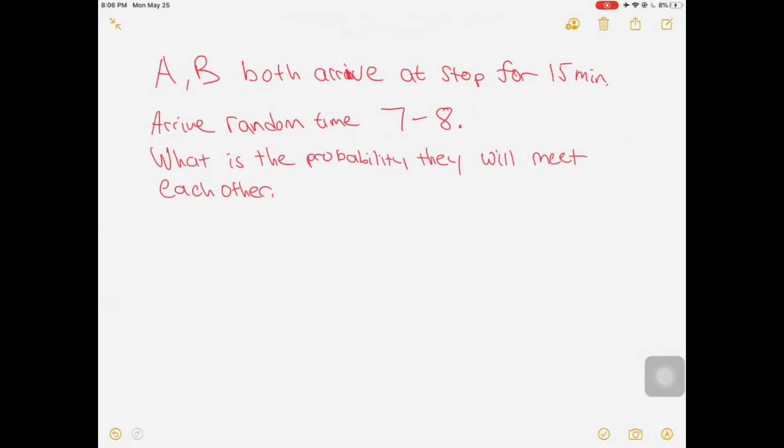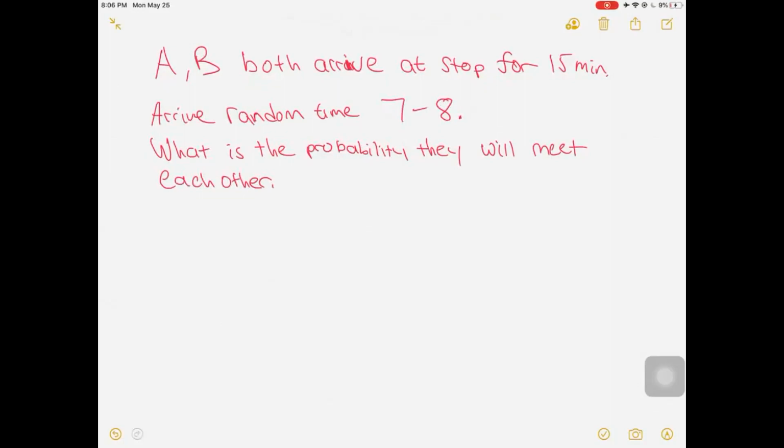So the first thing we notice is we have two different variables, A and B, and they can both arrive and leave at different times. So we want to find a way to represent both A and B with just one representation. So what we're going to do is create an XY graph, or XY plane, because that perfectly represents two different variables.